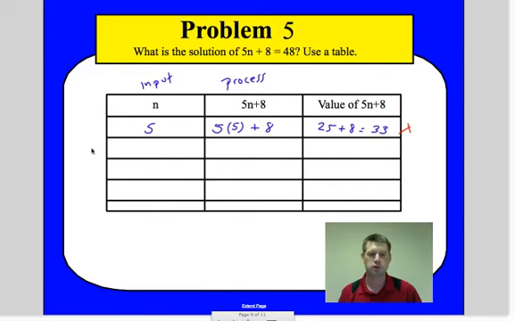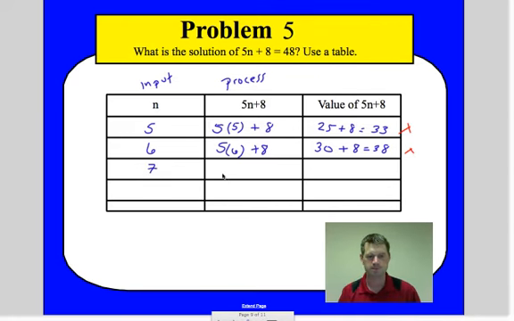But 5 was too low, so do we want to go to 4? No, we want to go higher now. So we're going to pick 6. If we pick 6, 5 times 6, so there's our n, plus 8. As we work through that, 5 times 6 gives us 30, plus 8 gives us 38. And again, no, that didn't work.